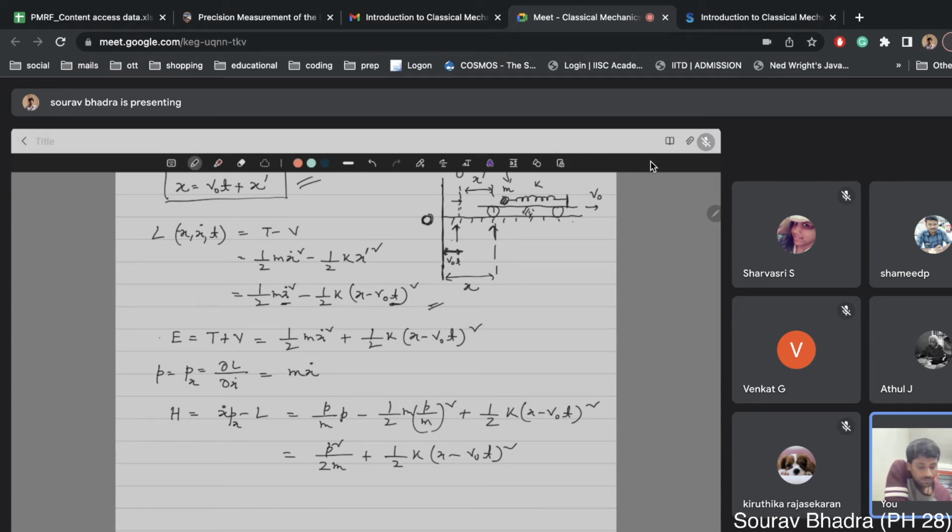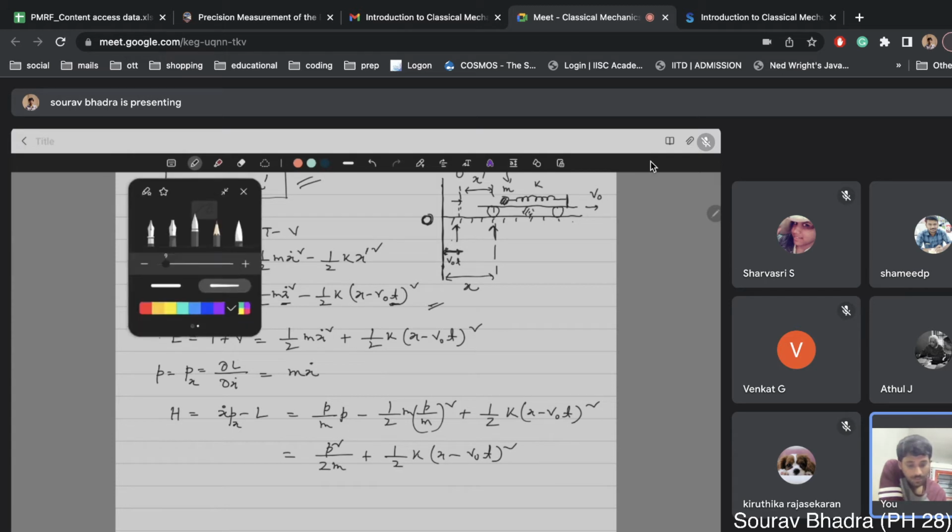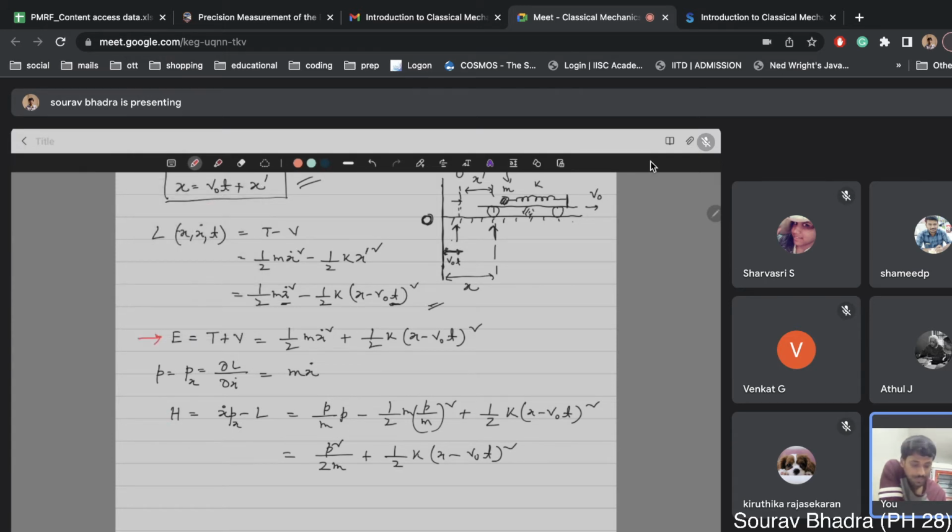If you compare this total energy and this Hamiltonian, you can see half m x dot square plus half k x minus v0 t whole square is exactly the same as this particular equation, where x dot has been replaced by p, nothing different. So you can see that in this case the Hamiltonian is the total energy of the system, right? Because H and E are the same.